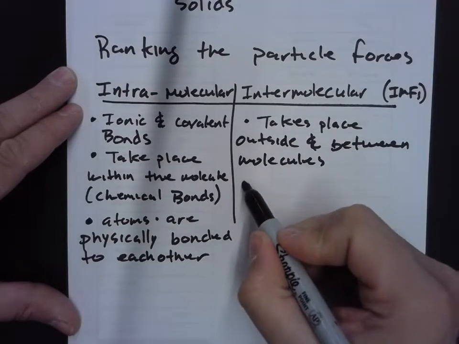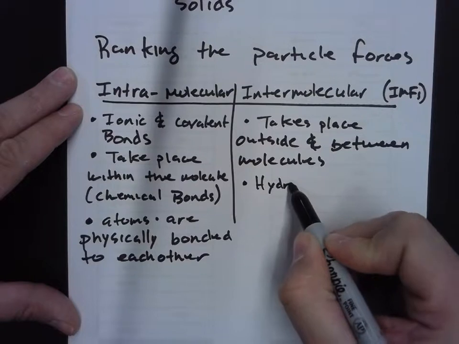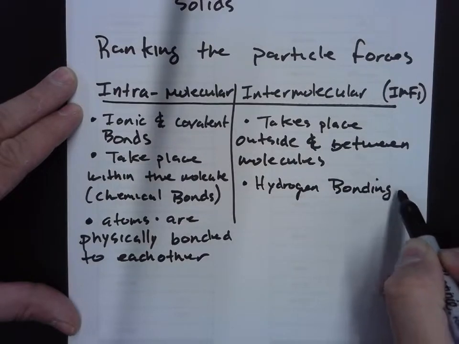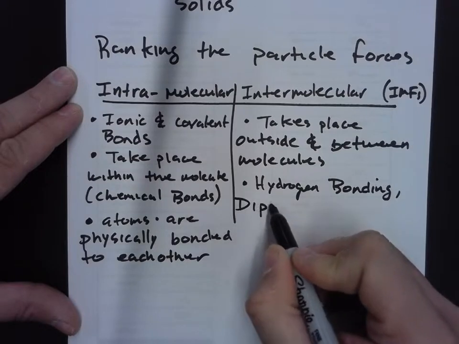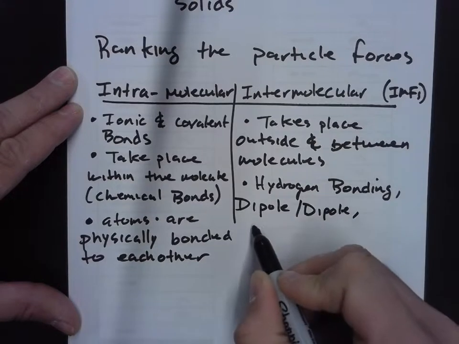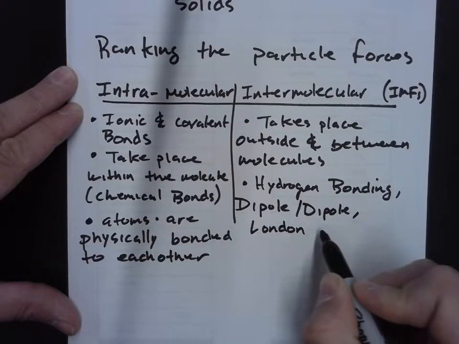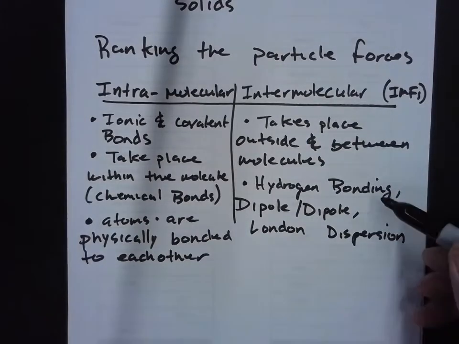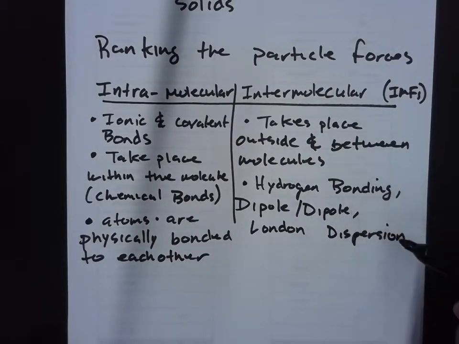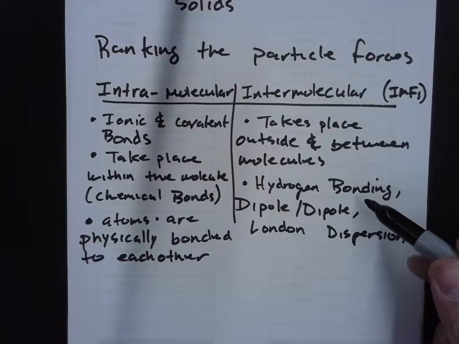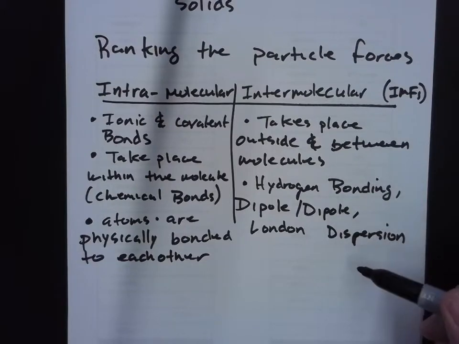Examples of those are hydrogen bonding, dipole-dipole, and London dispersion. And we said that hydrogen bonding is stronger than dipole-dipole, which is stronger than London dispersion. And we gave examples of what hydrogen bonding was, and dipole-dipole interaction was, and all that type of thing.